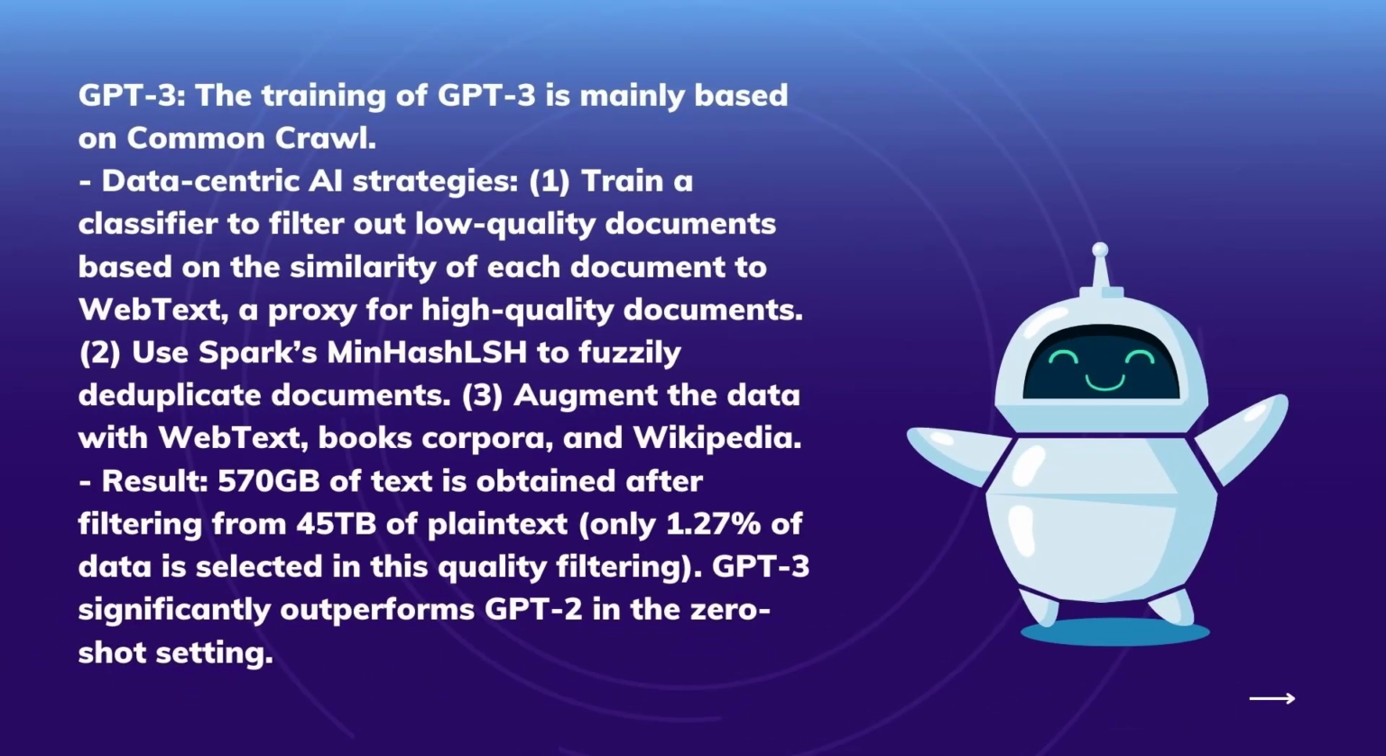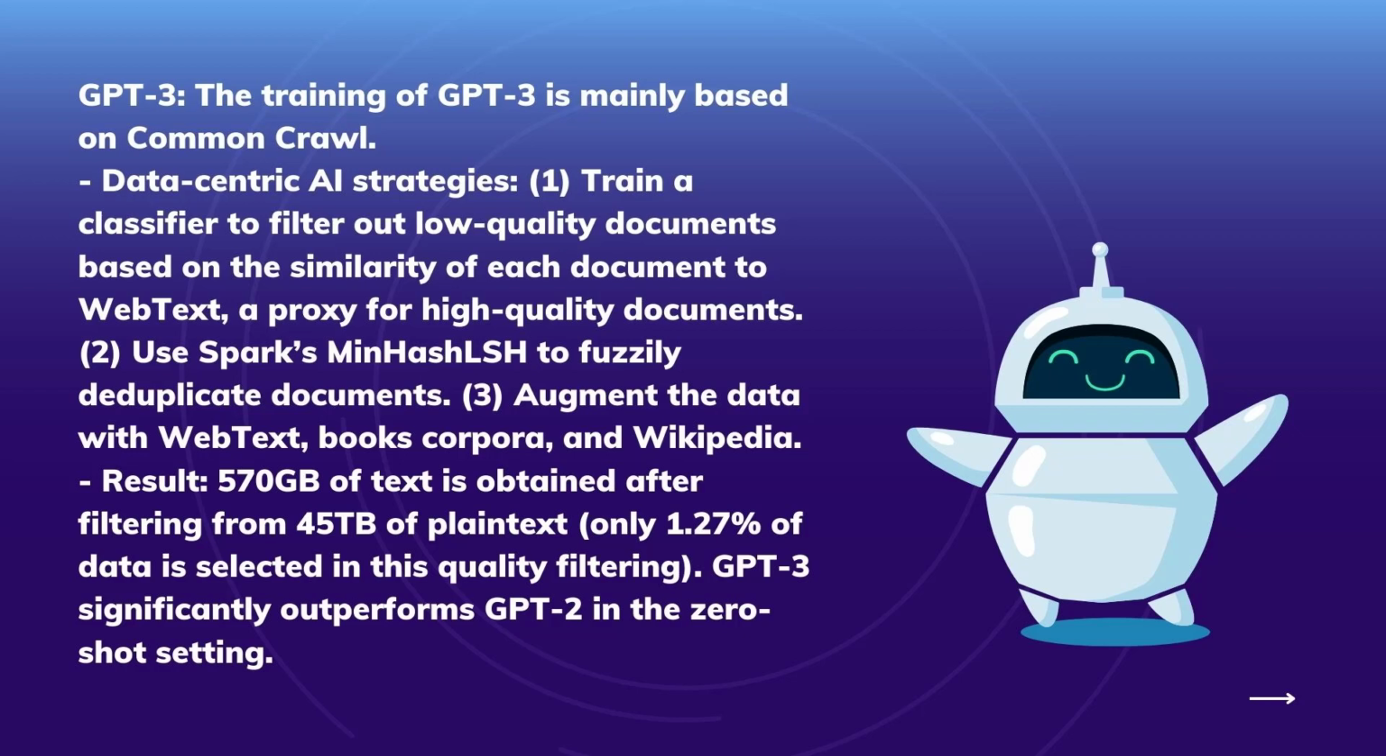GPT-3, the training of GPT-3 is mainly based on Common Crawl. Data-centric AI strategies: 1. Train a classifier to filter out low-quality documents based on the similarity of each document to WebText, a proxy for high-quality documents. 2. Use Spark's MinHash LSH to fuzzily deduplicate documents. 3. Augment the data with WebText, books corpora, and Wikipedia.